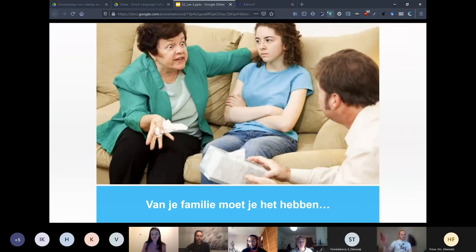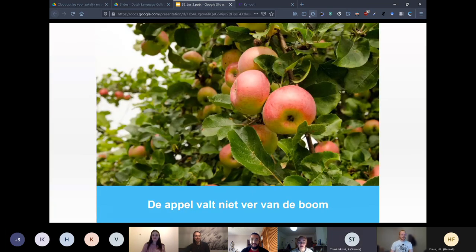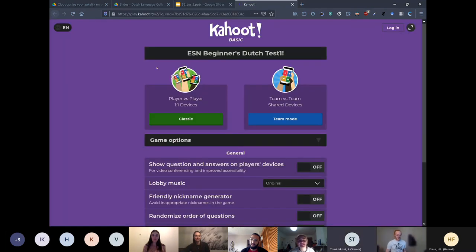Yes. So we have Van je familie moet je het hebben, which means, I actually don't know how to translate this. Your family sucks, basically. And then secondly, it is de appel valt niet ver van de boom, which is very similar to the English one. The apple does not fall far from the tree, meaning you will never escape being like your parents. Very fun. And then we will end.